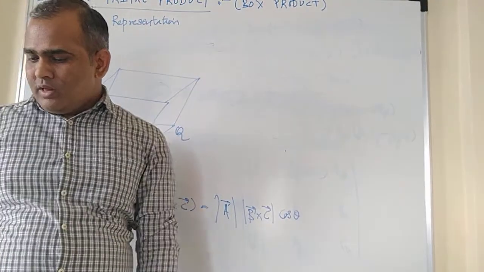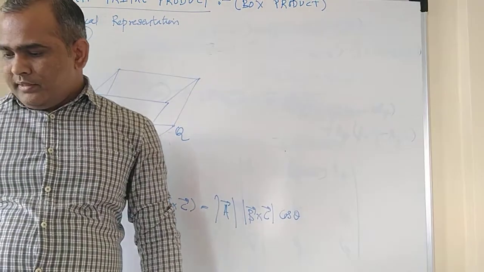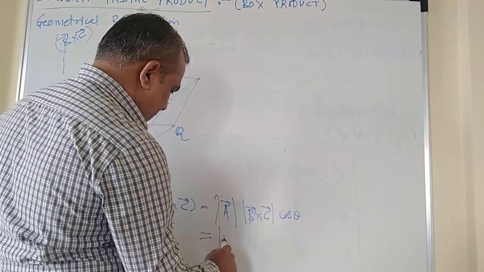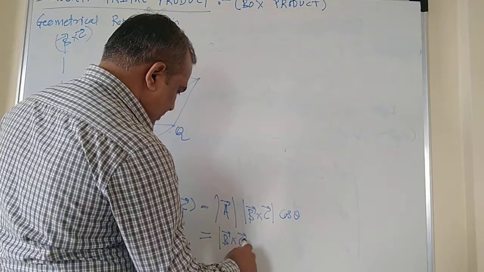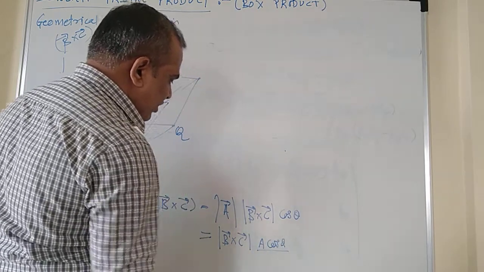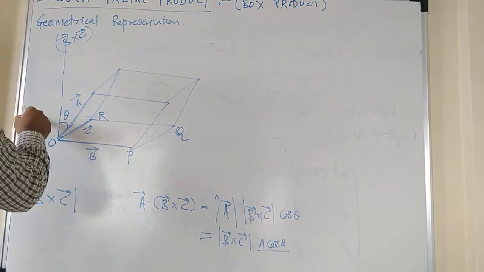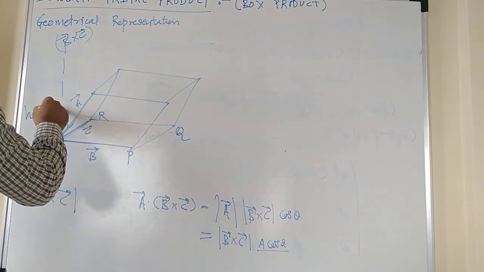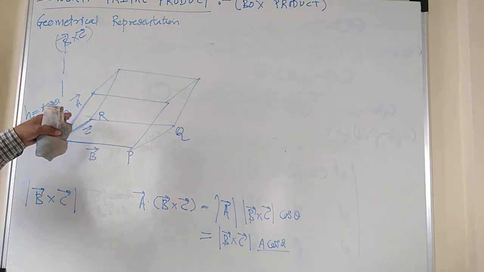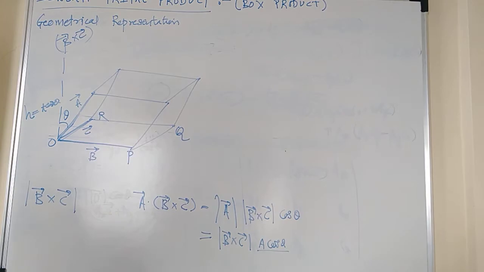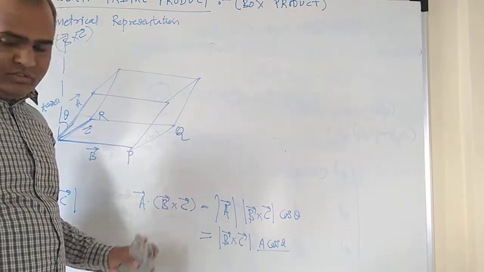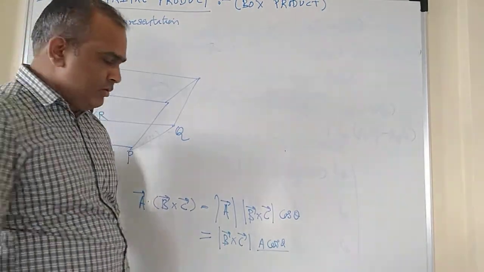This is by the definition, and we know that I can also write this as mod of B bar cross C bar into mod of A bar, A into cos theta. Now what is this A cos theta? This A cos theta is nothing but the height, equal to A cos theta. You can take the cosine of angle theta equal to the adjacent side divided by the hypotenuse. That will give you the height h.